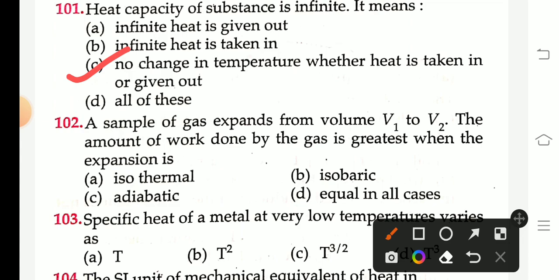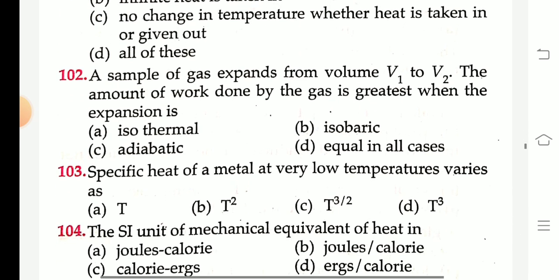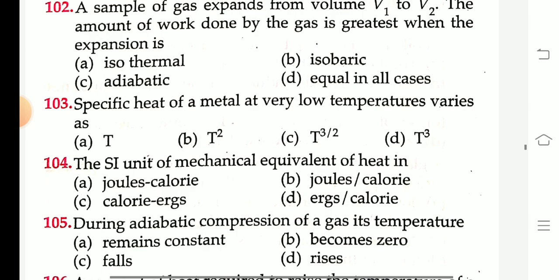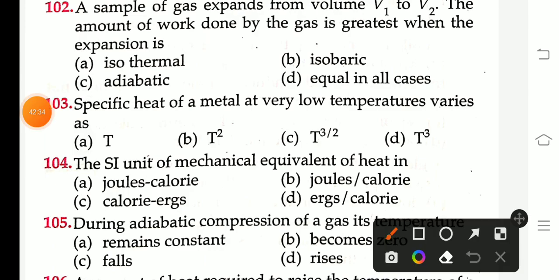Next, a sample of gas expands from volume 1 to volume 2. The amount of work done by the gas is greatest when the expansion is. Right answer will be option B, isobaric. Specific heat of metal at very low temperatures varies as. Right answer will be option A, T.